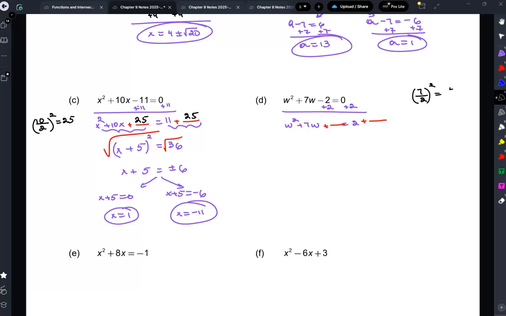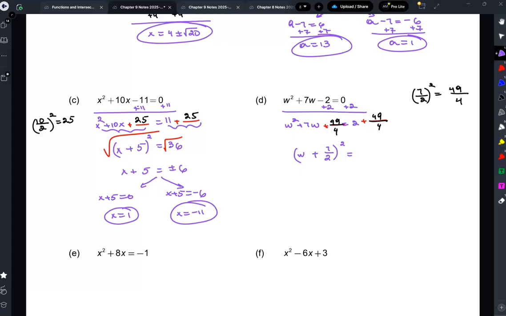49 over 4. Now, look, it's even more important that we do the shortcut here. Okay? It's always, because this is completing the square, it's going to factor as a square. So, what's the square root of the first one? W. What's the square root of the last one in black? 7 over 2. Any minuses here? No. So I put a plus here.